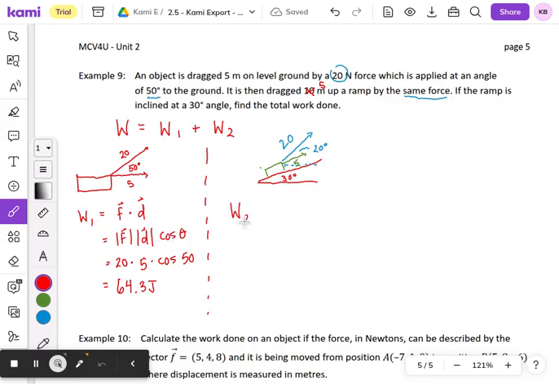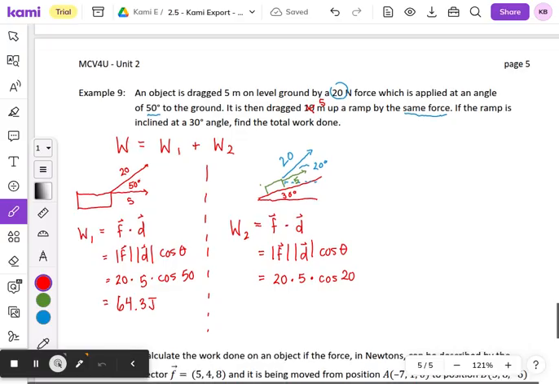All right, so now I want you to figure out work 2 and think, okay, I'm doing it in a different situation. Imagine yourself trying to pull something along level ground and then suddenly you pull it up a ramp. Do you think this work is going to be more or less? Well, let's see.